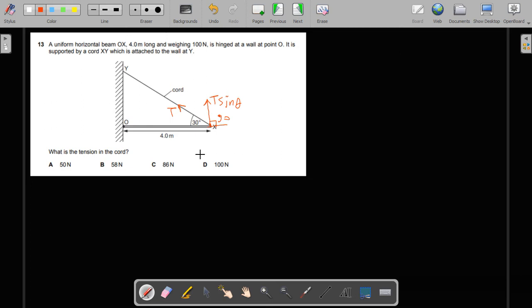So now it is said it is supported, so it is balanced. That's why the sum of the clockwise moment should be equal to the sum of the anti-clockwise moment. And about beam, it is said uniform. When it is uniform, then we consider mass of beam in the middle of beam. So this is weight of beam which is in the middle of beam because it is said uniform. Now we consider O as a pivot.